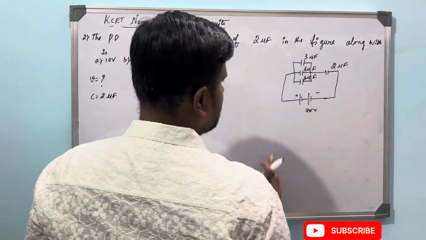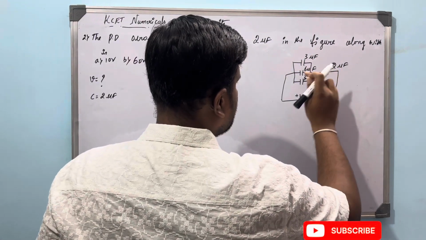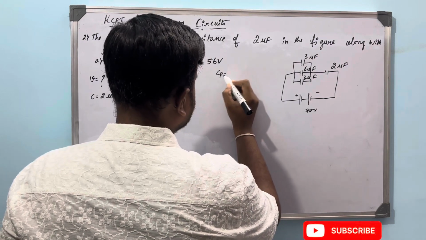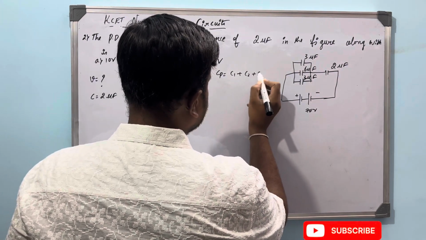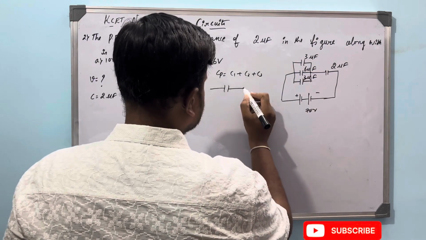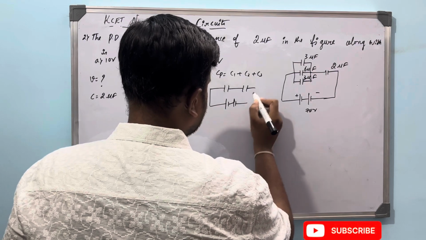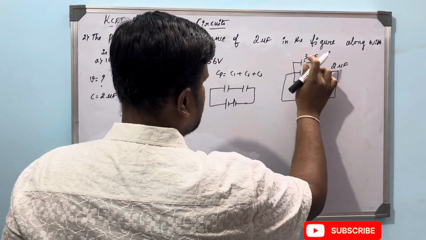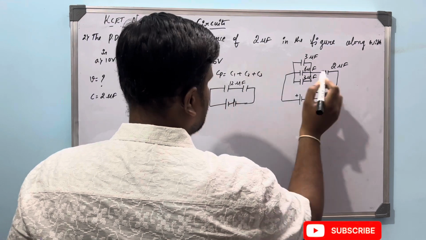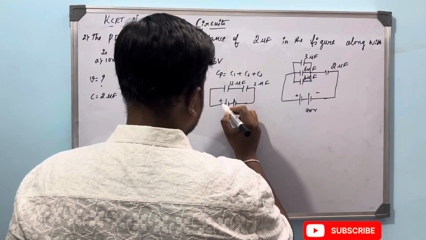If you observe the circuit diagram, the 3 microfarad, 6 microfarad and again 3 microfarad capacitors are in parallel. In parallel we know that Cp is equal to C1 plus C2 plus C3, so we add all the capacitors, and it is connected to the battery. Here 6 plus 3 plus 3 becomes 12 microfarad, and this is 2 microfarad.